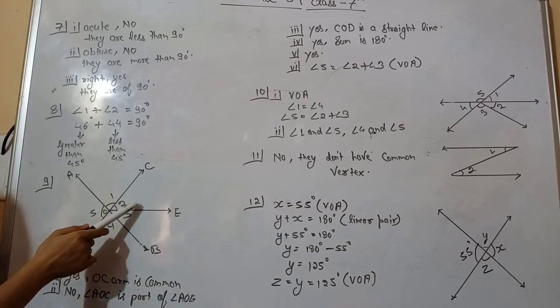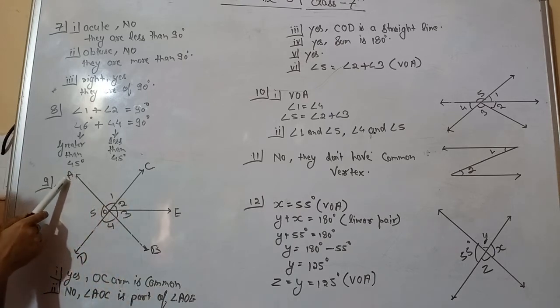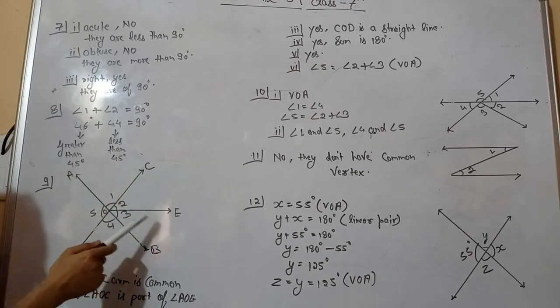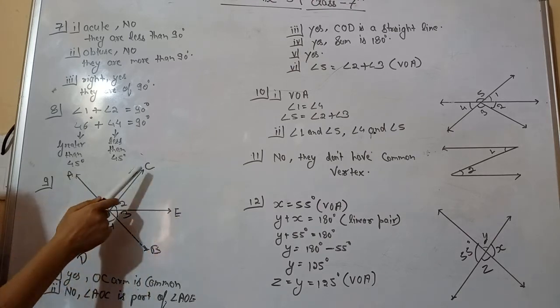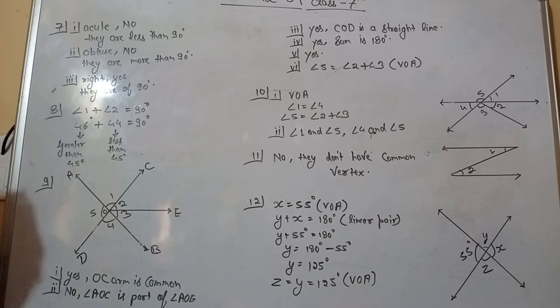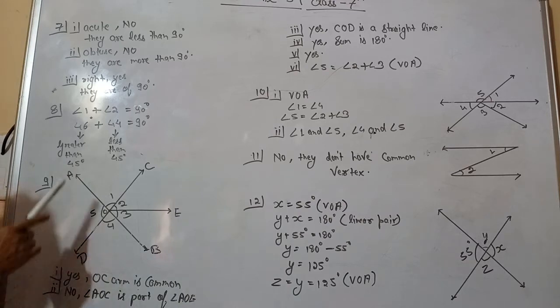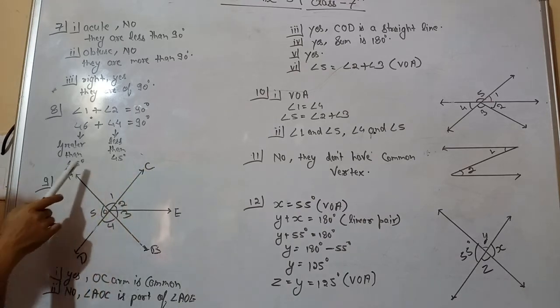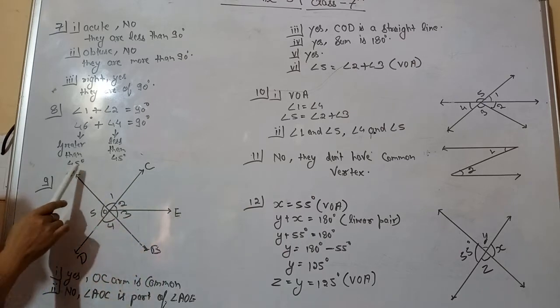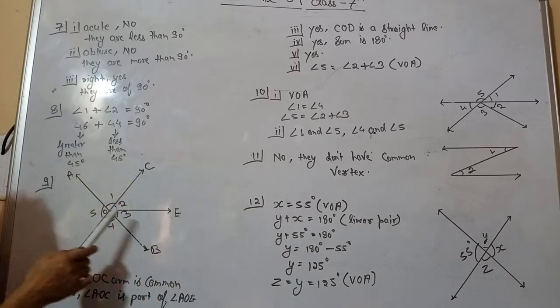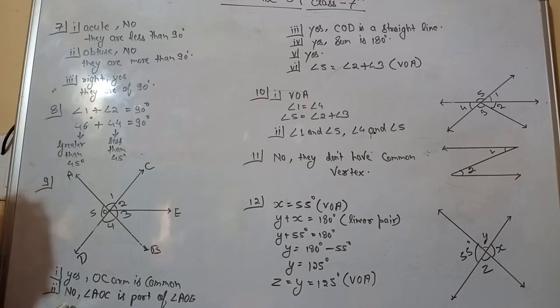When you draw angle 1 and angle 2, angle 1 is represented by AOC and angle 2 is represented by EOC. In both cases, OC is the common arm. So yes, these two are adjacent angles, angle 1 and angle 2. Now option number 2. Is AOC adjacent to AOE? Here we can see AOC is just a part of angle AOE. So it is no, because AOC is part of AOE.